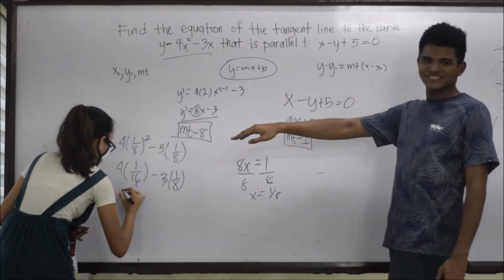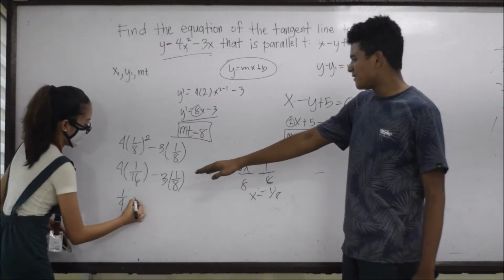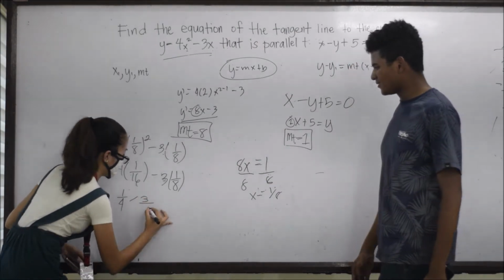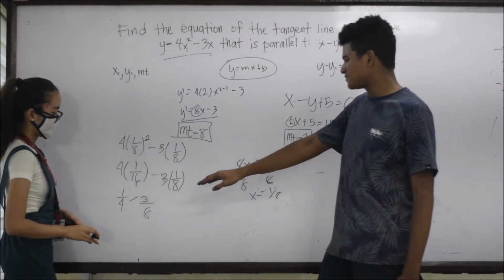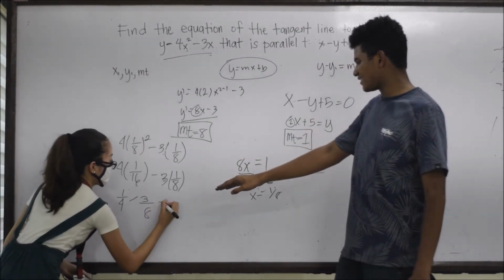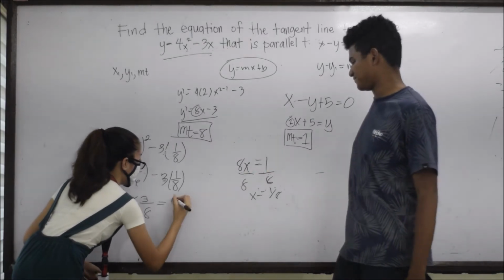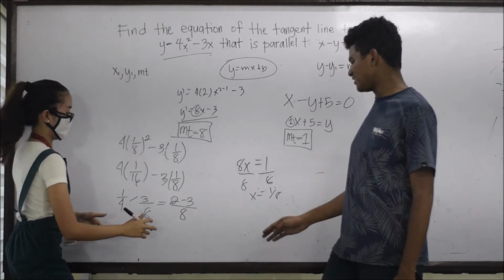So 4 is divisible by 16. We're going to cancel 4. It becomes 1/4, so minus 3/8. So in finding this, we must find the LCD. So it becomes 2/8 minus 3/8, which is negative 1/8.